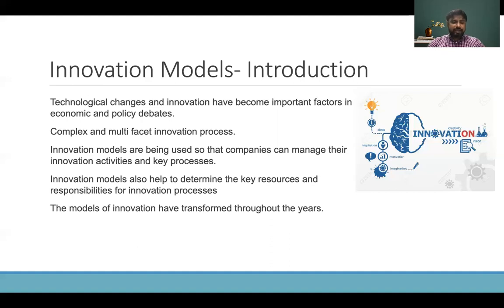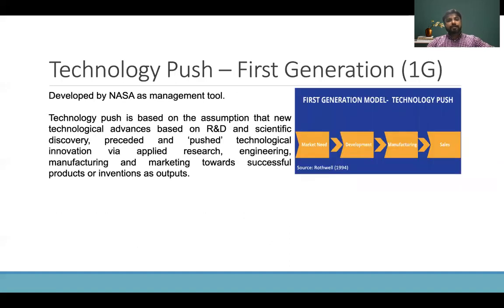Innovation models also help to determine the key resources and responsibilities for every stage of innovation, as well as which tools and methods can be used to carry out the innovation process. So we will look at 12 different innovation models, and we will discuss their advantages and disadvantages. So we will start with the first generation of innovation model.